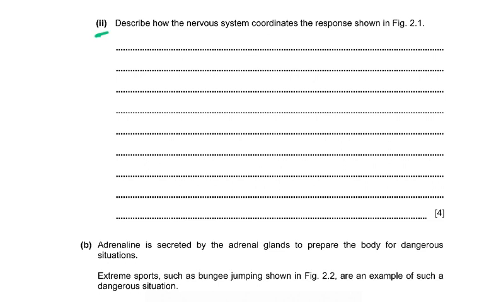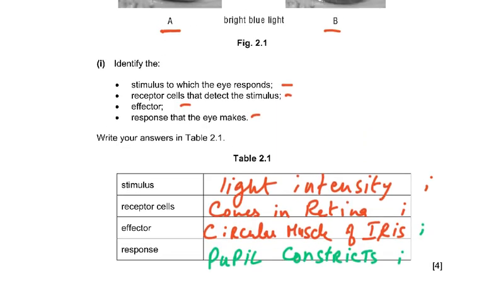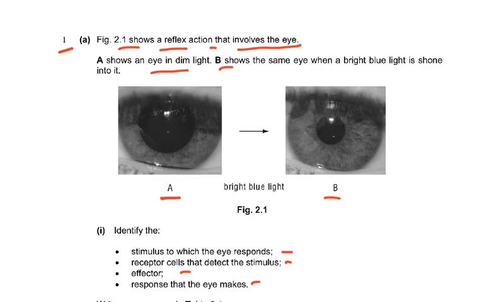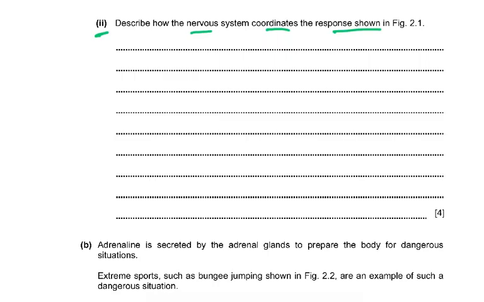Then part 2 of the question says describe how the nervous system coordinates the response shown in figure 2.1, the previous diagram that we just saw. So this is the one that we're talking about, figure 2.1. And now they're asking us how the nervous system coordinates this response. So basically first we have to talk about electrical impulses. So the light intensity is detected by the receptors or the sensory cells in the retina. Then this impulse travels across the sensory neuron.